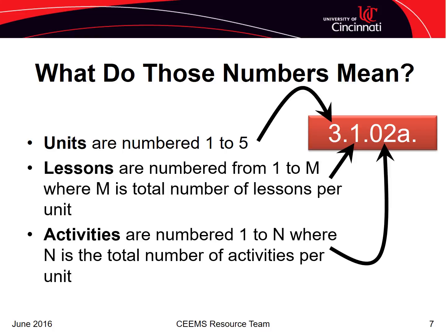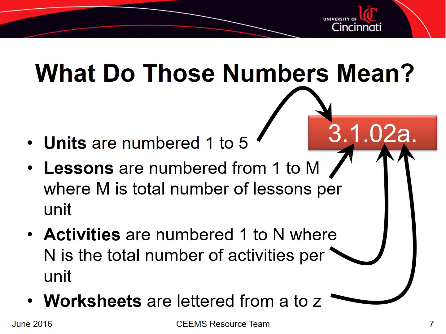It is important to note here that you do not restart the activity numbers from one lesson to the next, but rather the activities are numbered from 1 to the total number of activities per unit. Worksheets are lettered from A to Z. If you develop more than 26 worksheets, the 27th worksheet will be labeled AA, then AB, and so on.